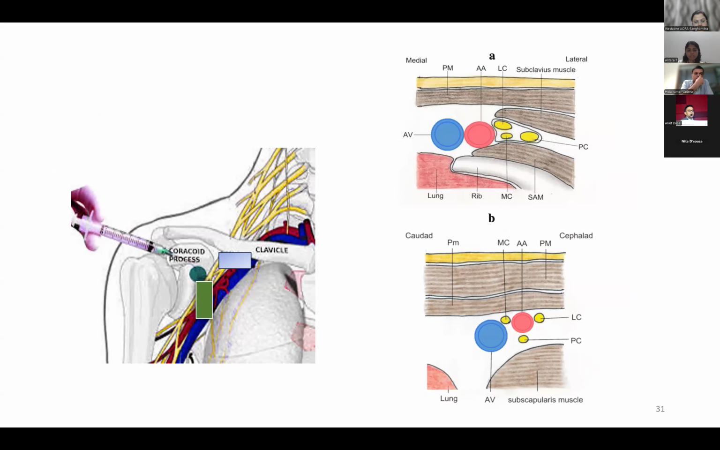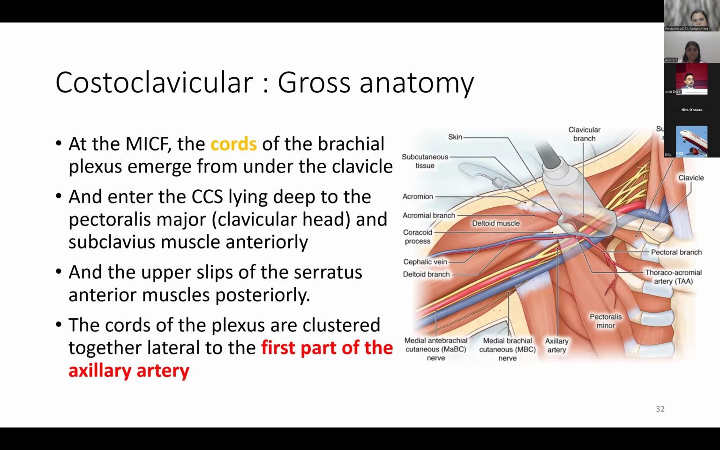The blue position of the probe is seen in the costoclavicular block. In this, we see all the cords are lateral to the axillary artery, and we see the lung and pleura in the picture. While in the lateral infraclavicular block, which is near the coracoid process in a parasagittal, the green one, we see that the cords are placed in respective position to the axillary artery, while the lung and pleura is not seen in this scan. So first we see the costoclavicular block.